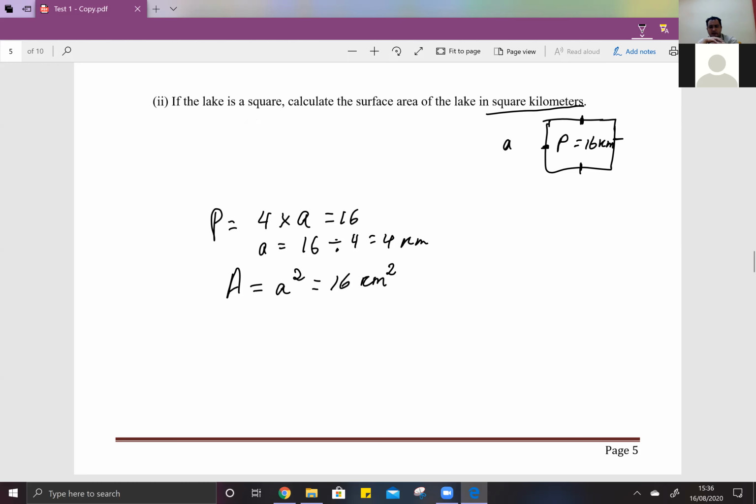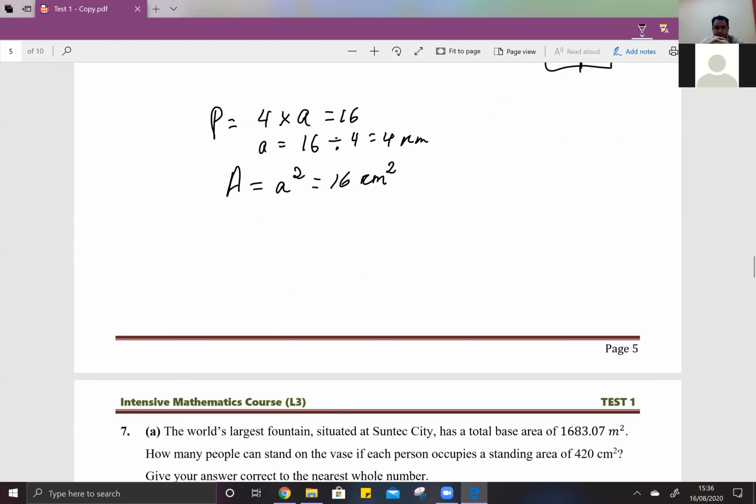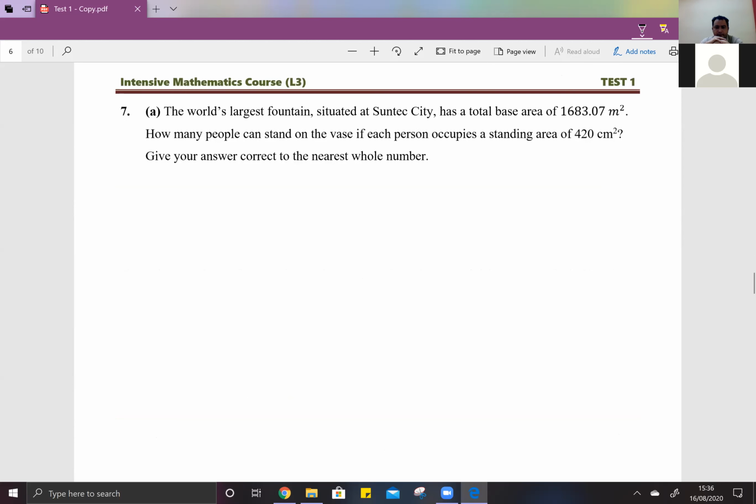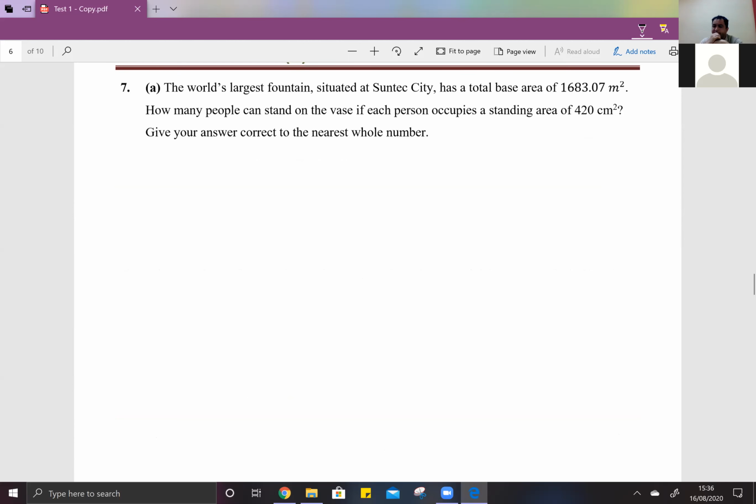Now, can you move to 7A? All right. I think your method was correct, but only your calculation was wrong, right? So first, we need to actually convert both units to the same units. And which one is easier? Changing meter square into centimeter square is easier, right?